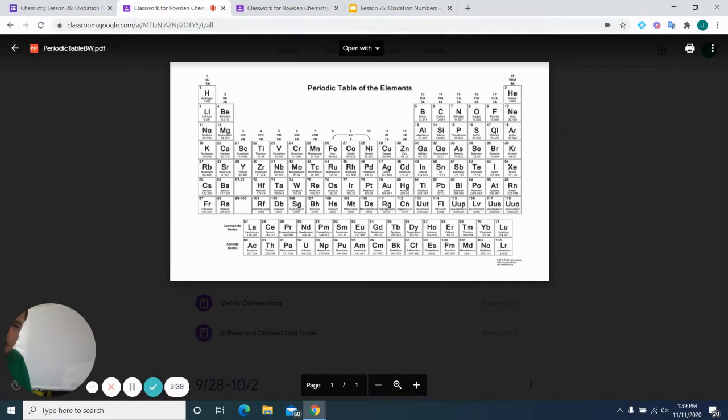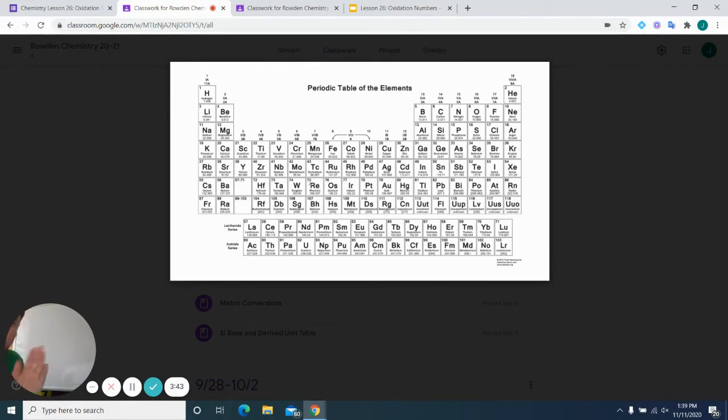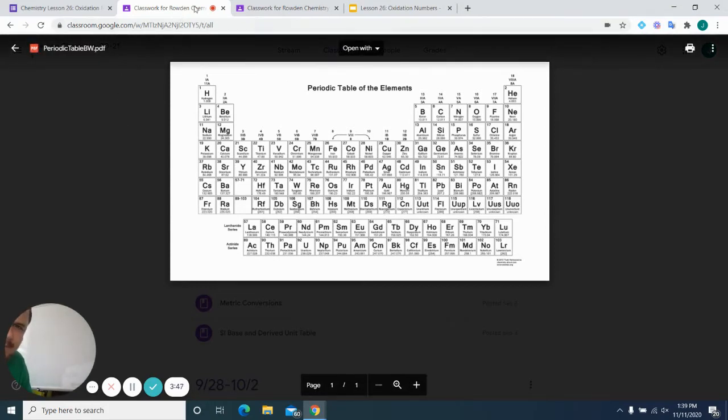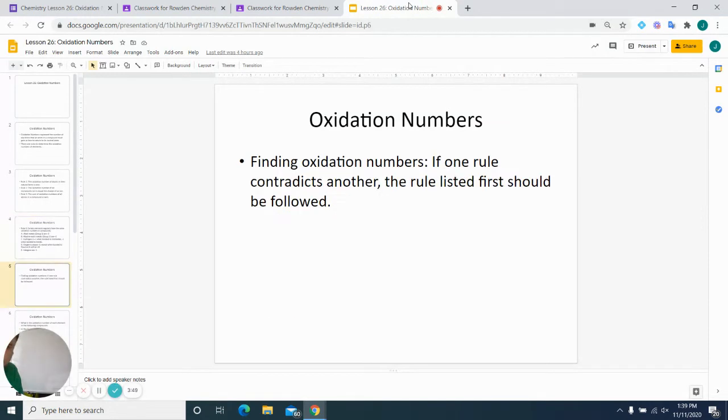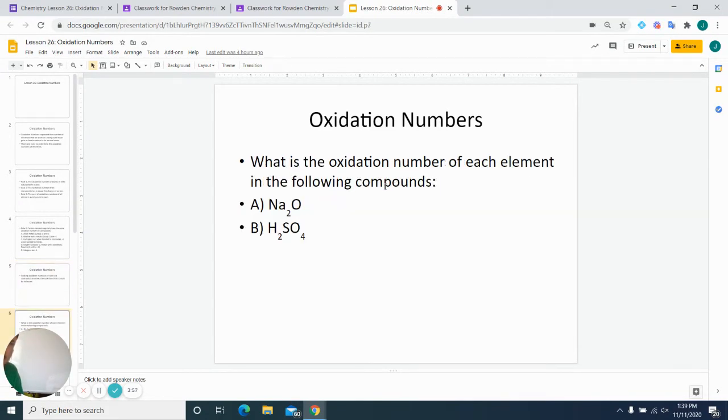Now you might be thinking, what about the other ones? The other ones can change. So we're going to figure out what their oxidation number is based on what they're bonded to. As we go through these, if one rule contradicts another, the rule that we listed first is what's going to be followed. So let's do these.